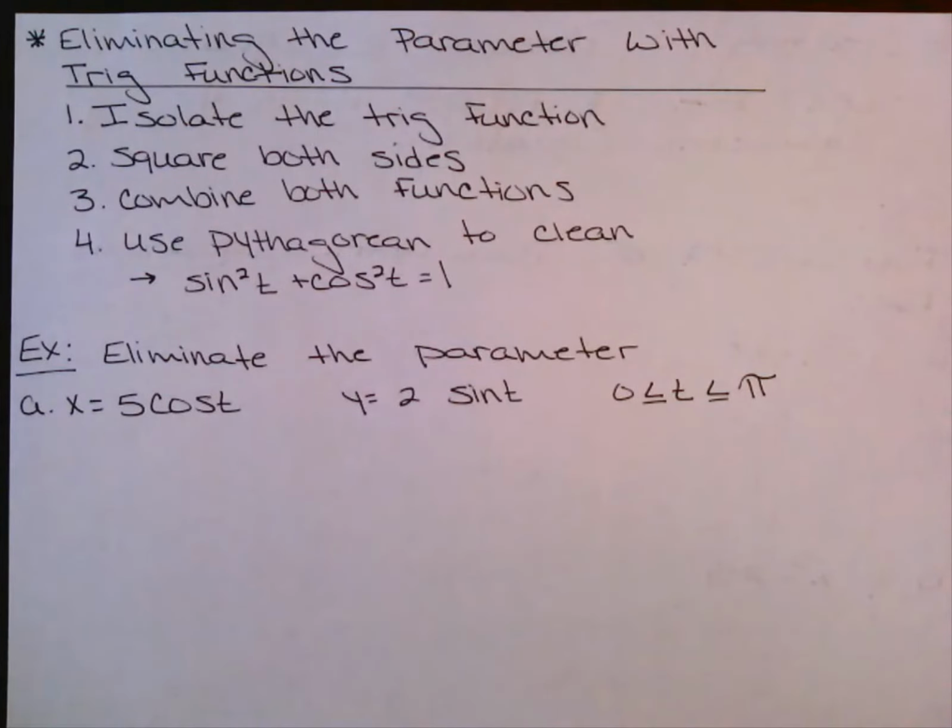Now, same process, eliminating the parameter, getting everything in terms of x and y, but I have trig functions in here. Things change a little bit. The rules are a little different. Let's check this out. You're going to start first, instead of isolating the t, you're going to isolate the trig function, okay? Then you're going to square both sides. Let's go ahead and just do step 1 and 2 for this first example, okay?